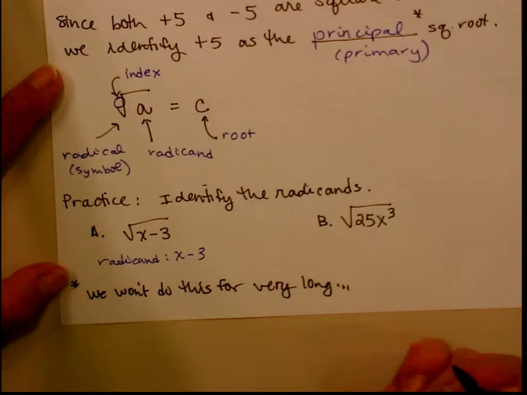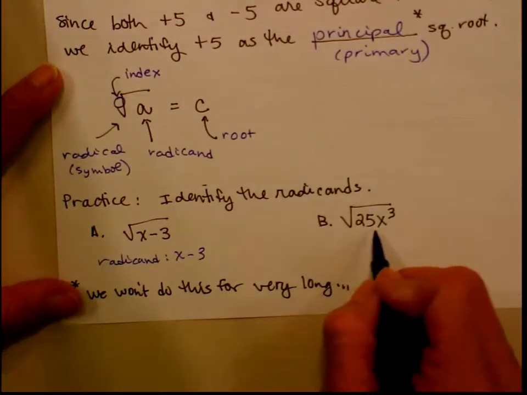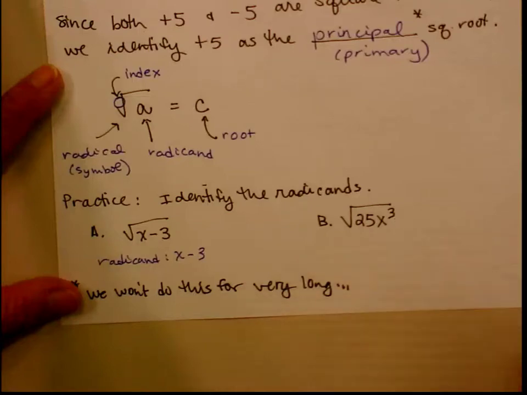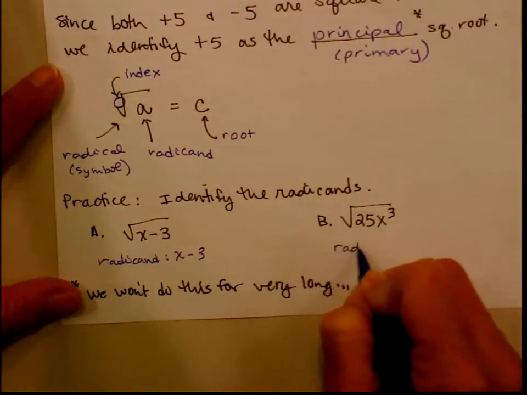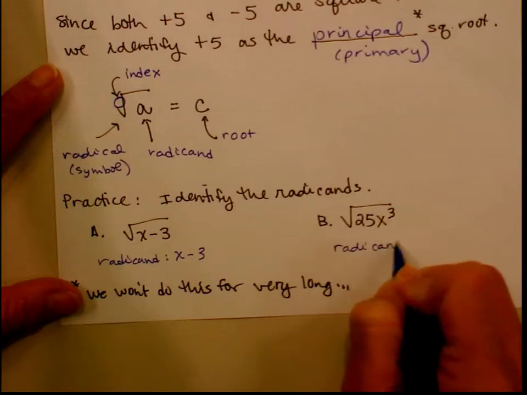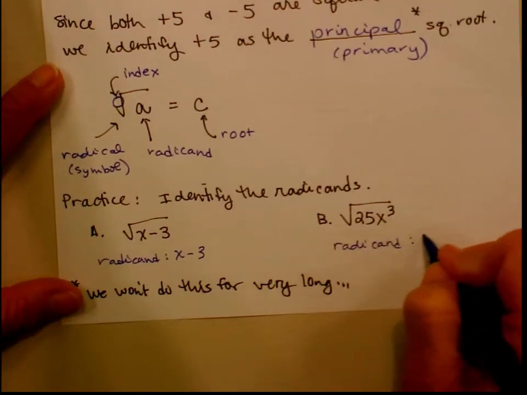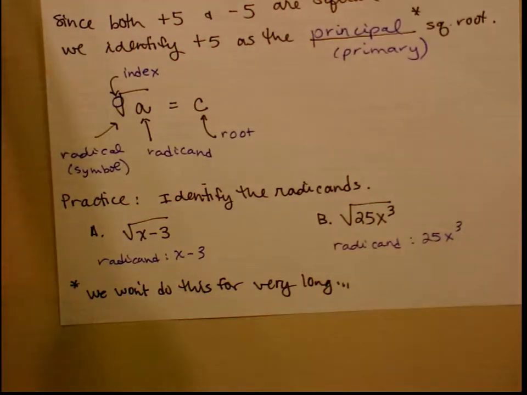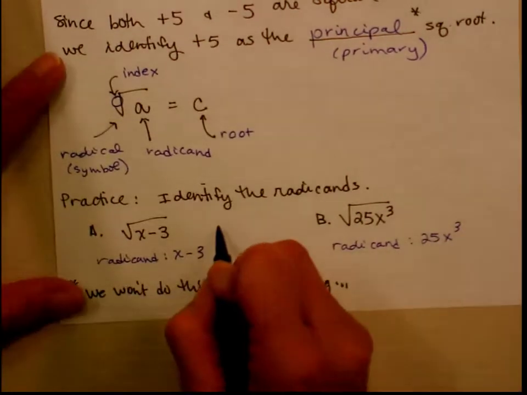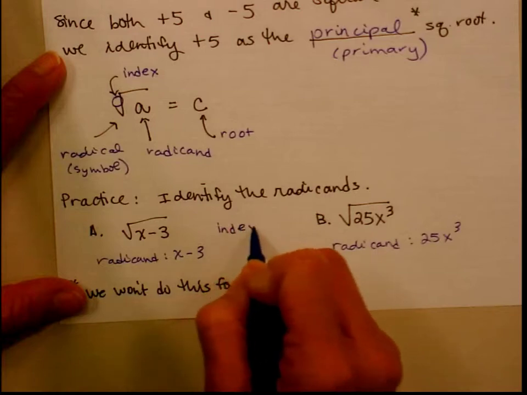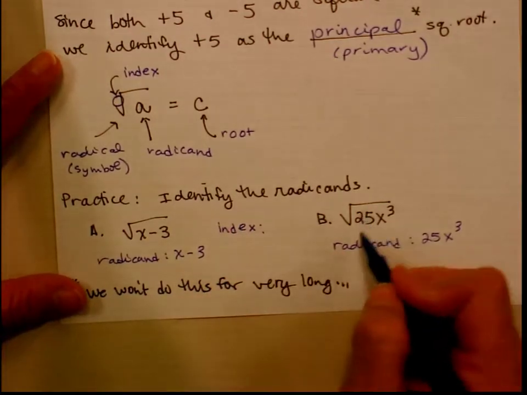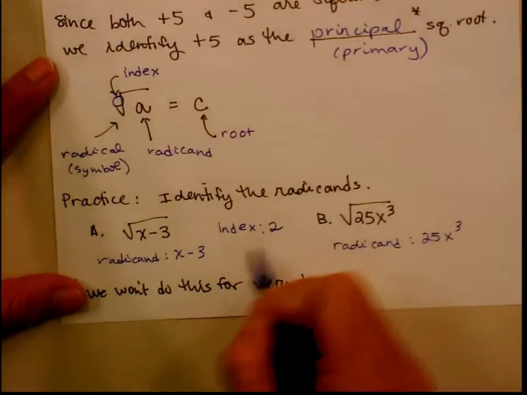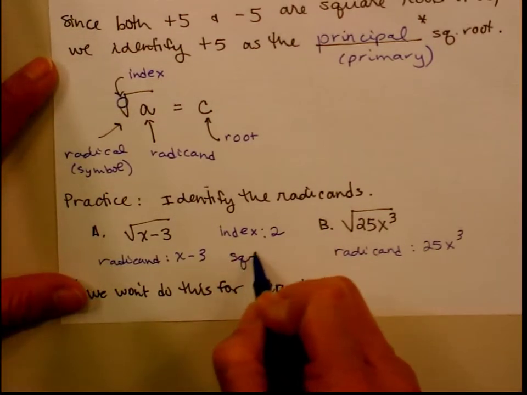Okay. What about the second one? What is that? The square root of 25x cubed. So the radicand is, right, just that part underneath, 25x cubed. So what's the index for both of those? What is that little number, seen or unseen, in the little crook? Right, 2. Right, so these are both square roots.